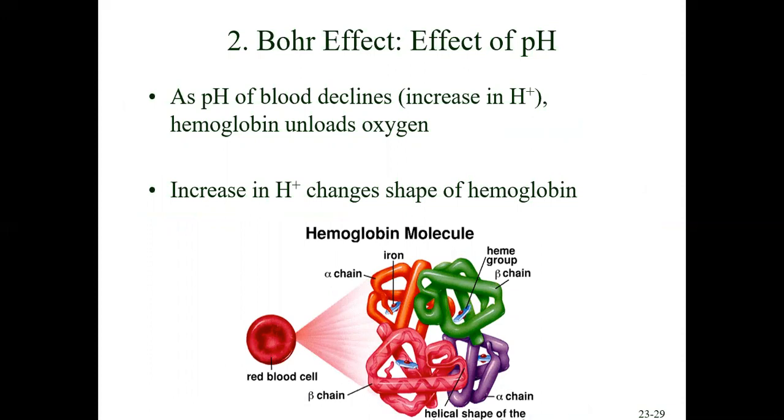Remember that hemoglobin is a protein molecule, and proteins are usually sensitive to changes in pH and changes in temperature. Because it is a protein, if the pH starts to become lower, that means it's more acidic, the pH number is going down, and there are more hydrogen ions there. That changes the conformational shape of the hemoglobin molecule, and that helps it to release some of the oxygen. Some of the oxygen becomes unbound or unloaded from the hemoglobin.